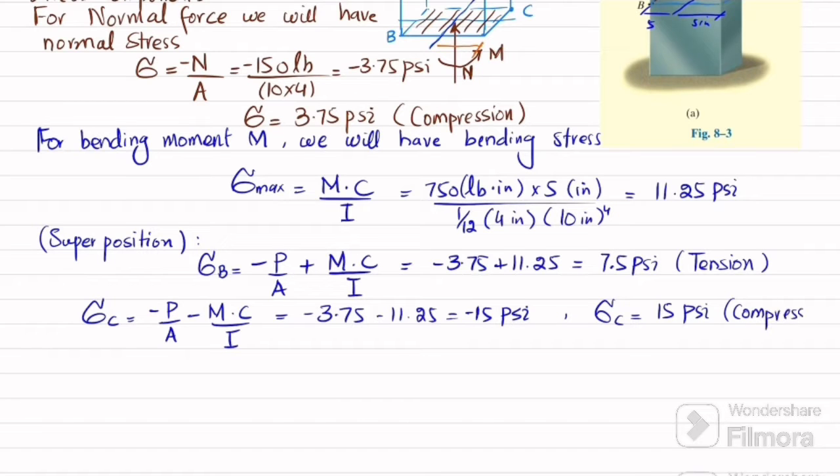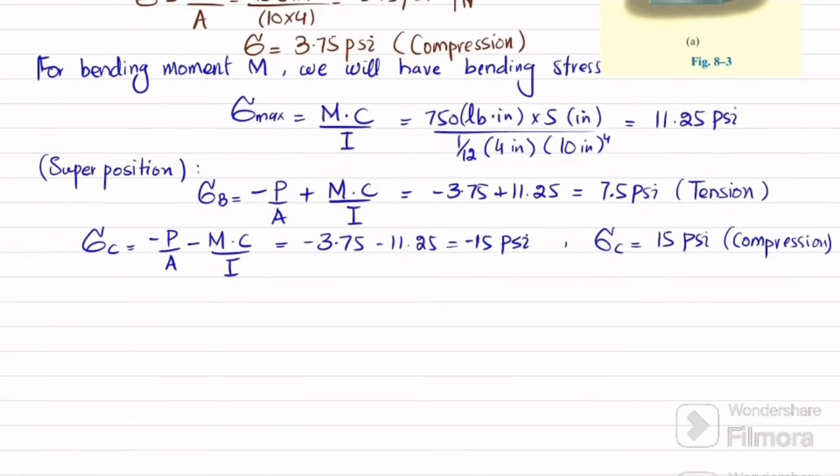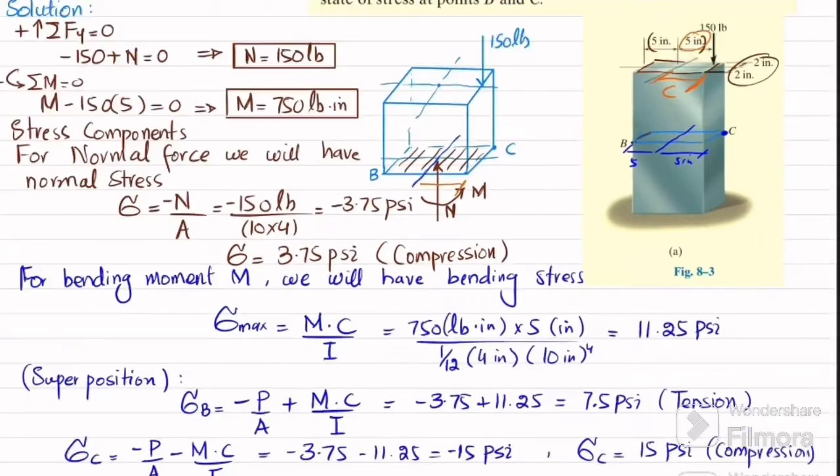Now in order to define the state of stress at point B and C, if I draw the element at point B, it will be like this, and since the stress is in the vertical y direction, at point B the stress will be like this, and this will be equal to 7.5 psi. This is for B. And for the element at point C, if you draw the element like this, at point C it will be in compression. This is for C, and that is 15 psi. So this is the answer of our question.